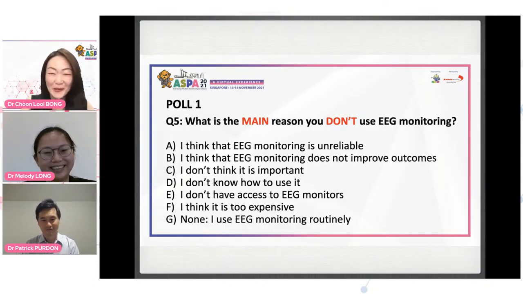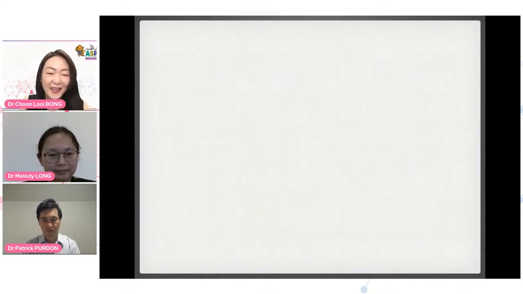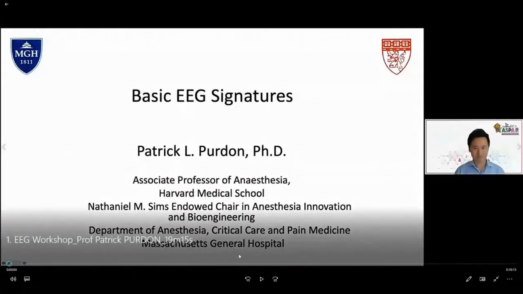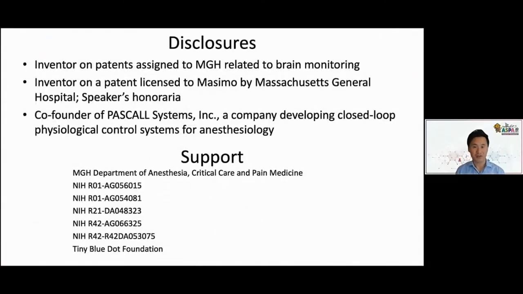So wonderful. I shall now stop sharing screen, and then we will invite Patrick to give us a talk, his first lecture, which is basic EEG signatures. Okay, take it away, Patrick. Hey everyone, let's talk about basic EEG signatures. My disclosures are the same as the ones before.